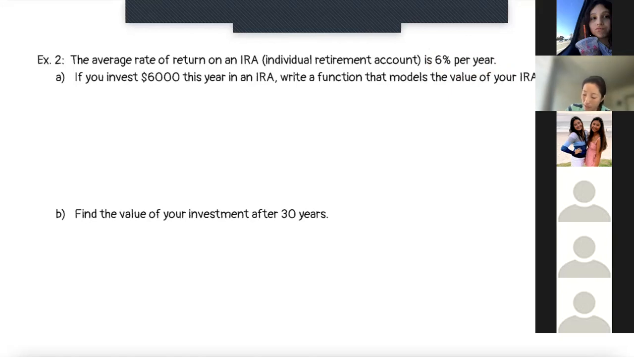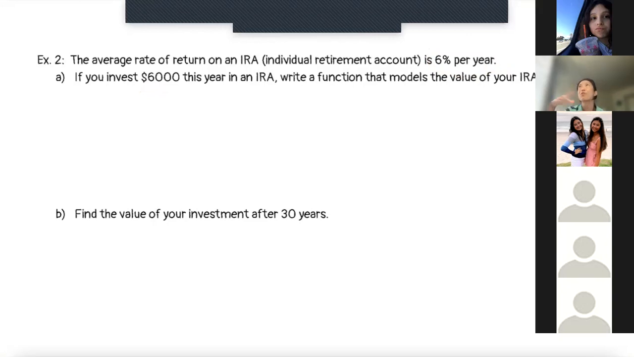Now, it turns out that there's a limit to how much money you can put into this account each year. All right. And right now, I think that limit is $6,000 per year. 6,000 is kind of a lot of money, right? But let's think about this problem.